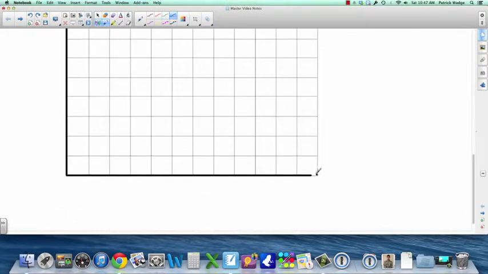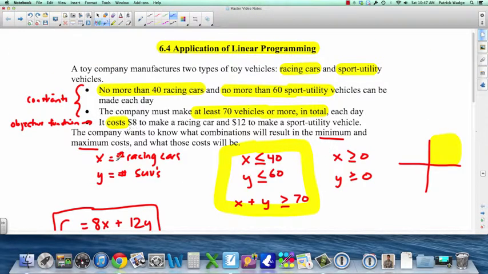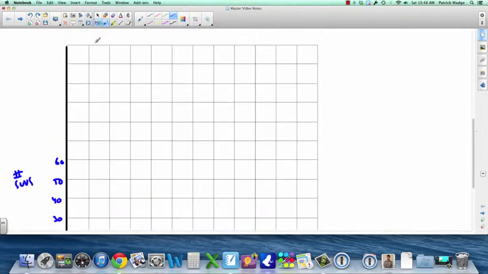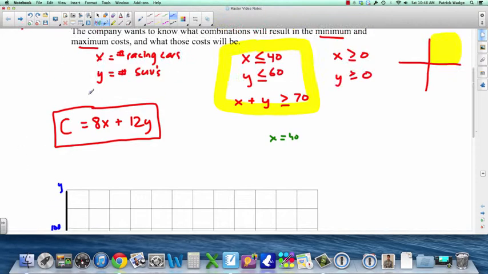So this is my x-axis, and we said that the x was the number of racing cars. So down here you could label if you want. It's the number of racing cars. And I'm going to go up by 10 to make it fit, and I'll go all the way up to 100. And then on the y-axis, which is over here, this is the number of SUVs, and I'll also go up by 10. And again, I'll go up to 100, although I don't think I need to go that high. And this is the y-axis, and that's why it's the number of SUVs, because we said here y is number of SUVs.